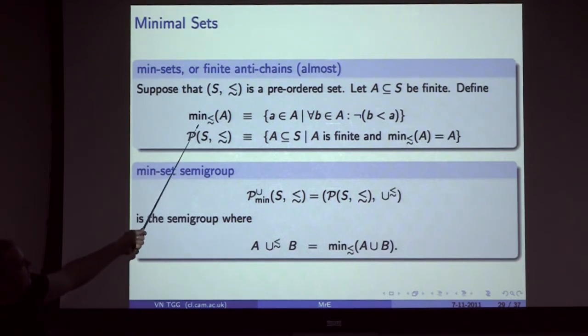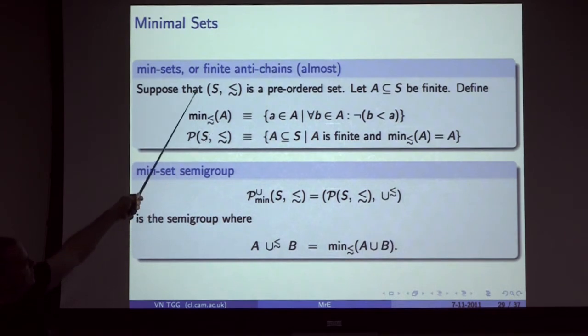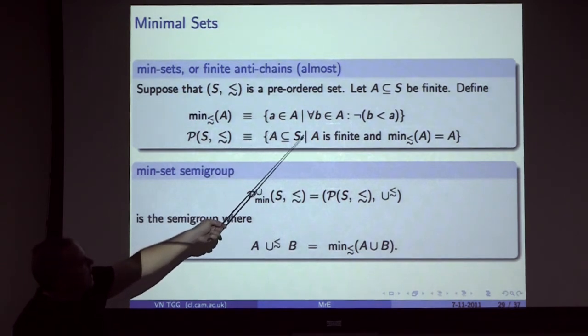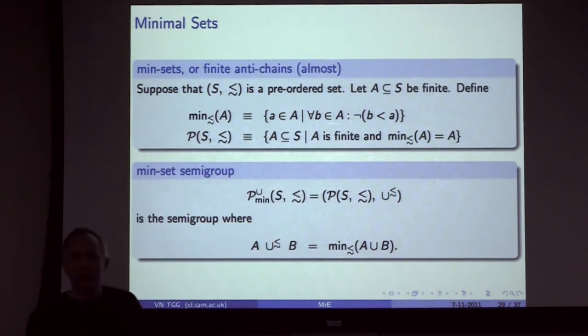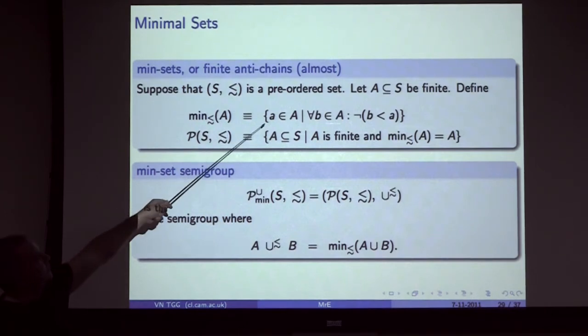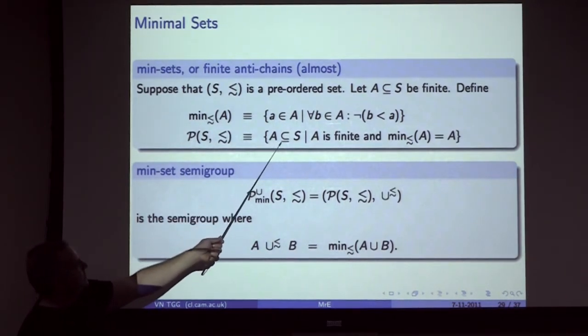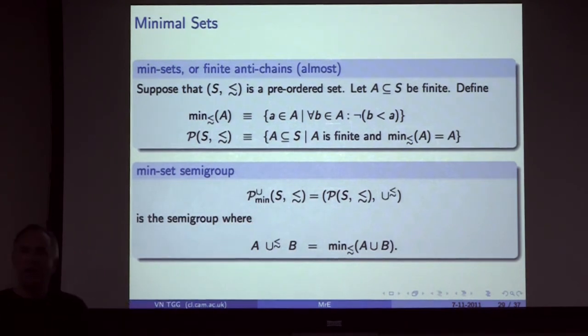Okay, and I'm going to define min A for a finite subset A of S. It's just going to be the set of elements of A that don't have anything strictly below them. If that were a partial order, these would be called finite antichains, if you're familiar with that terminology. And now I'm going to construct a new carrier set, which is the set of finite subsets that are invariant under this min operation.